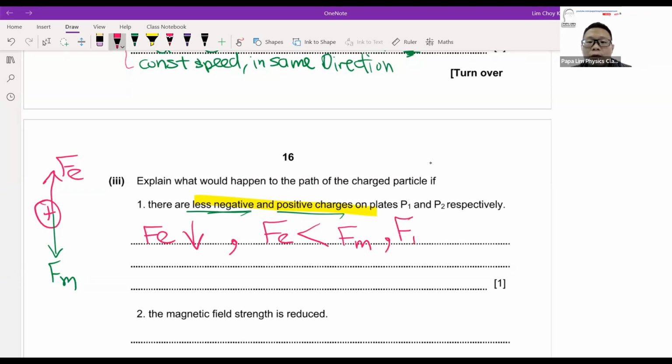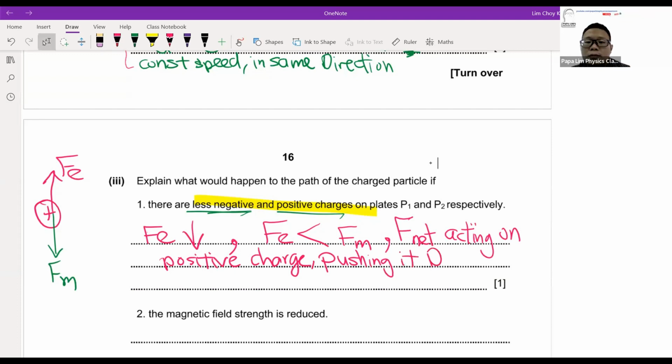So there will be a net force acting on the object, a net force acting on the positive charge in that direction, pushing the charge. Net force downwards, so pushing it downwards.